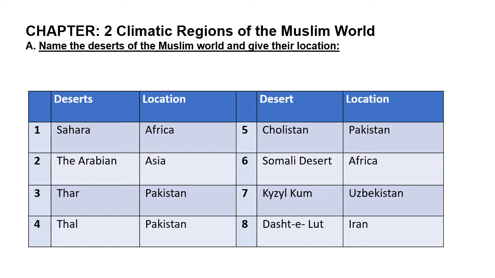Number 2, the Arabian. The Arabian is in Asia. Number 3, Thar. Thar Desert is in Pakistan. Number 4, Thal. Thal is also in Pakistan in Punjab. Number 5, Cholistan. Cholistan Desert is also in Pakistan. Number 6, Somali. Somali is in Africa. Number 7, Kizilkum, which is in Uzbekistan. Number 8, Dashte-Lut, which is in Iran.